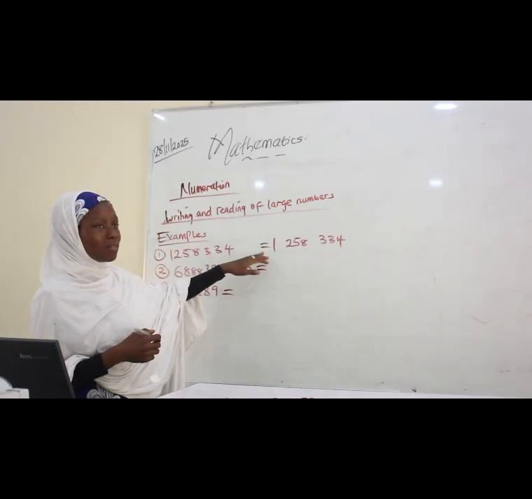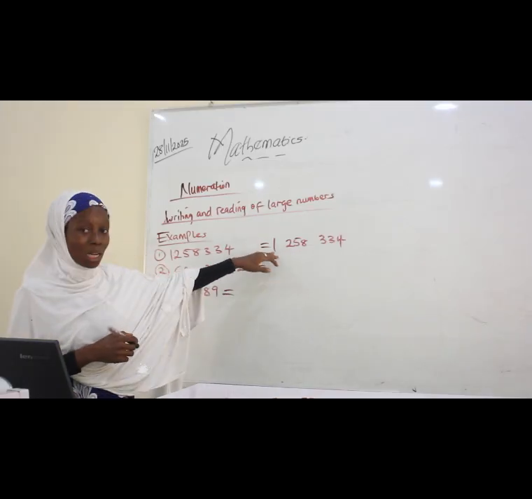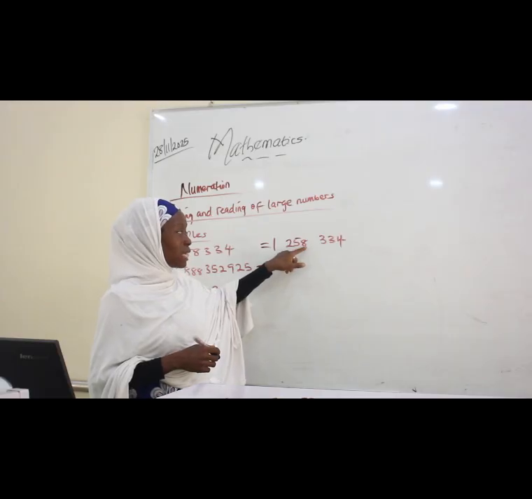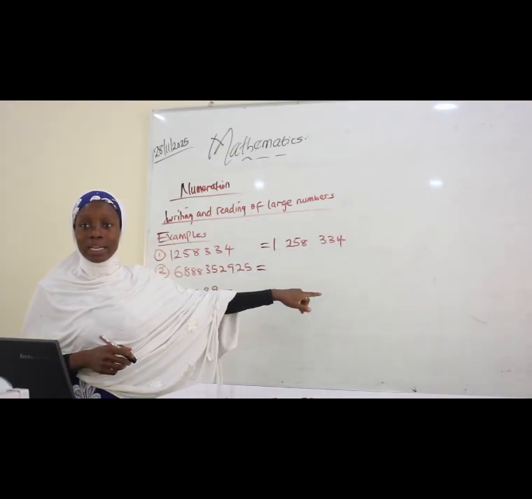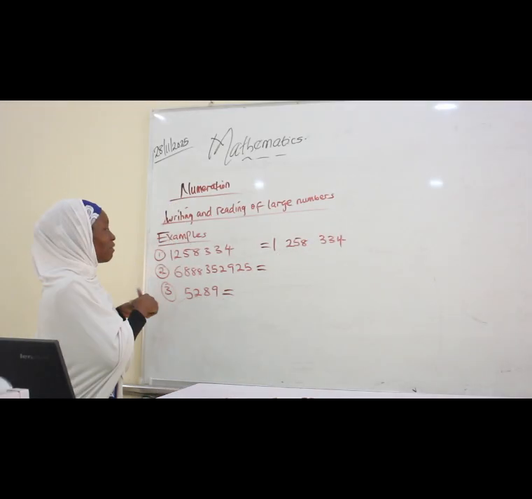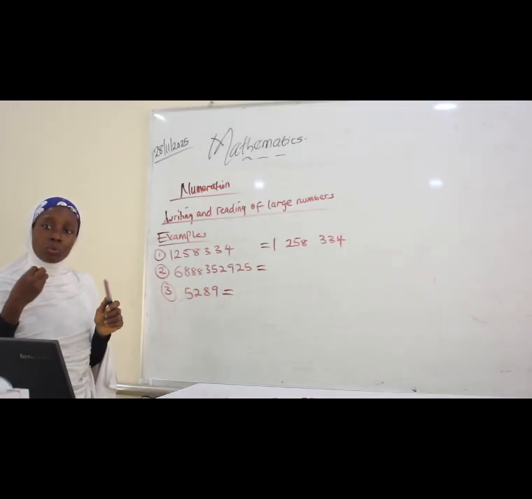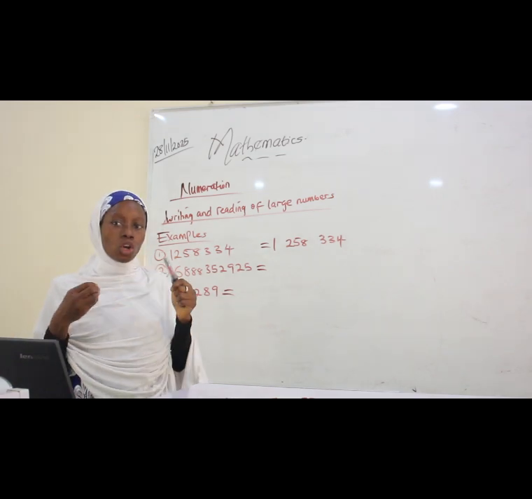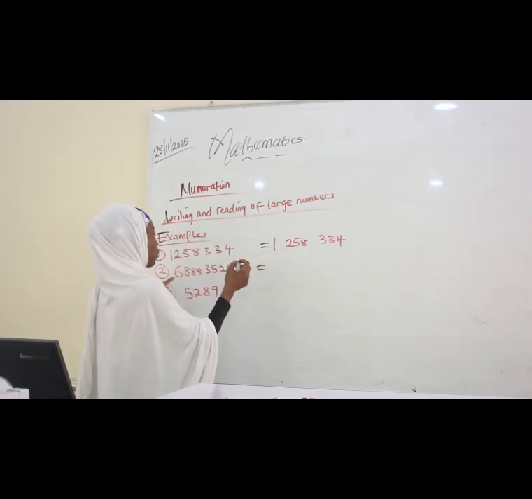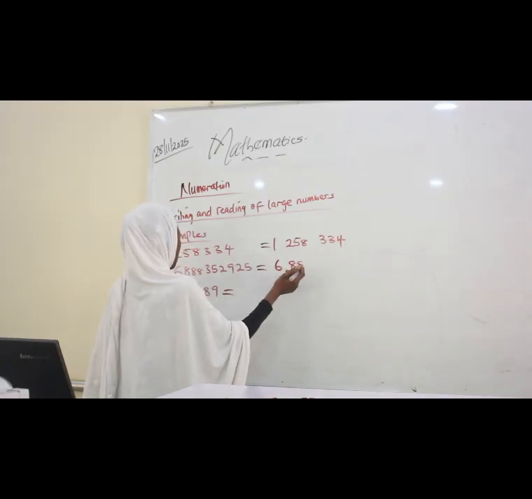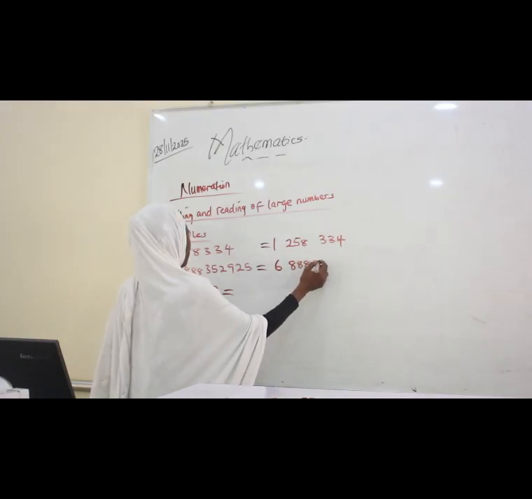So if you are pronouncing these numbers, then you're going to have 1,258,334. But if we have all these numbers all chopped up together like this, there is no way you'll be able to read or write them correctly. So for the next number, we are going to group these numbers into threes.